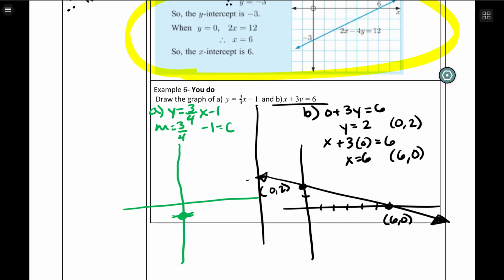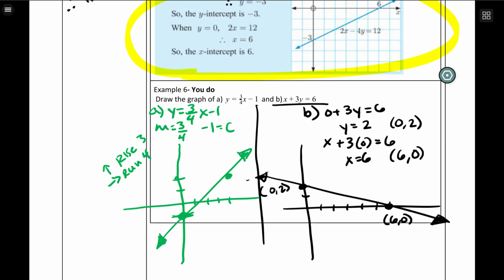And now 3 over 4 tells me I need to rise 3. So that's up 3. And then I need to run 4. Since both of these are positive, that means we are going up and to the right. So 1, 2, 3. And then over, running 4: 1, 2, 3, 4. So I go up 3 and over 4. There's my next point. Connect them with a straight line. And that's it.